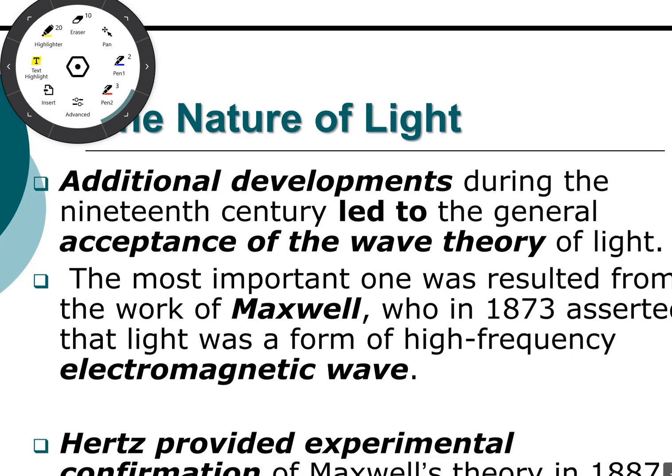And finally, Maxwell, who is also a physicist, derived some equations, and he proved that light is a wave, but this wave is an electromagnetic wave. And as you know, light consists of an electric field which is perpendicular to a magnetic field, and both are perpendicular to the direction of propagation.